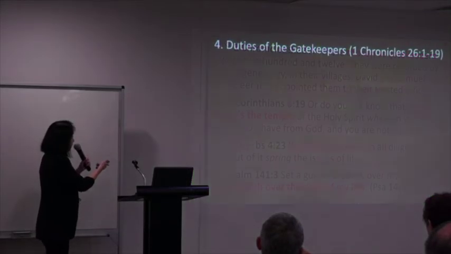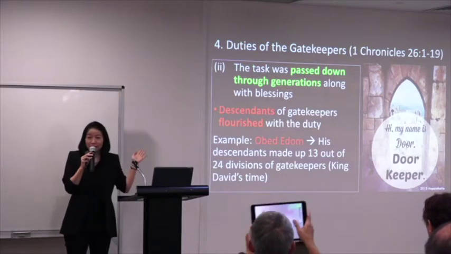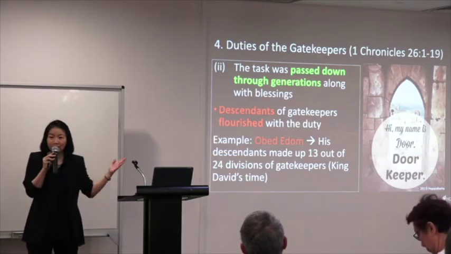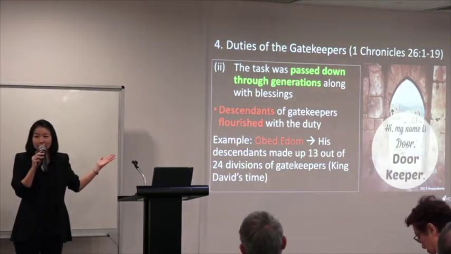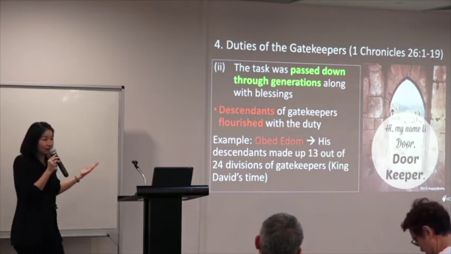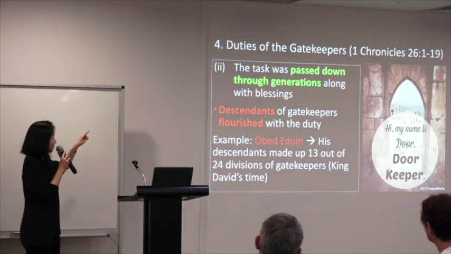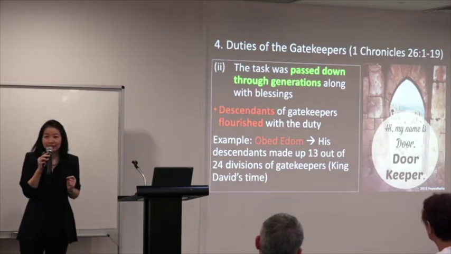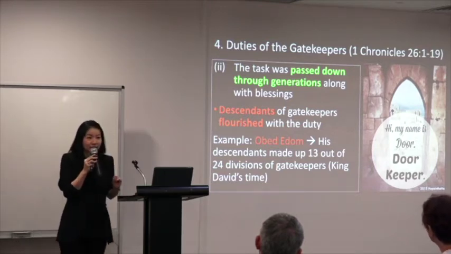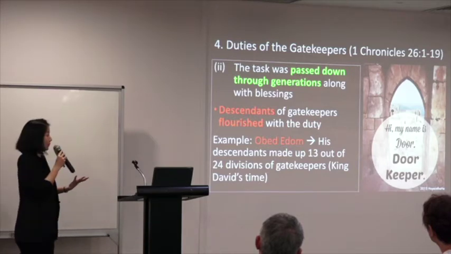So, let's look at the second duty for the gatekeeper. The gatekeeper was given a blessing. This blessing was passed down generations. It's not mentioned for any of the other tasks. It's not mentioned for the musicians, or the Levites or the priests, but specifically mentioned for the gatekeepers that the task was passed down through generations with blessings. And the descendants of the gatekeepers became really, really successful. They flourished. They did not dwindle in number.